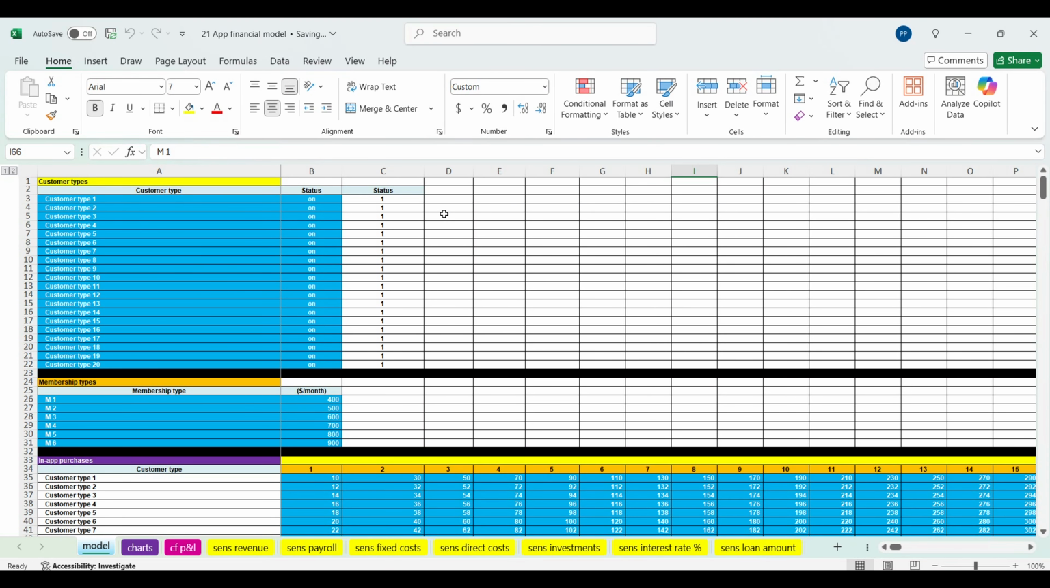Hi everyone. Today we will be overviewing a mobile app financial model. If you have this business idea in mind, this overview may be useful for you, because here I will be showing you what types of inputs affect financial efficiency, what inputs affect the cash flow statement, simple and discounted payback period, and other financial projections.